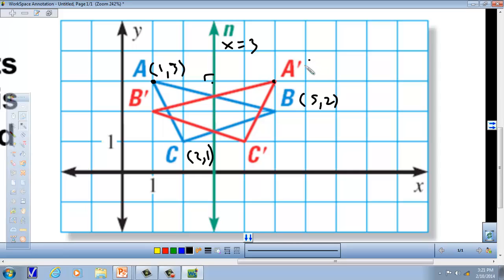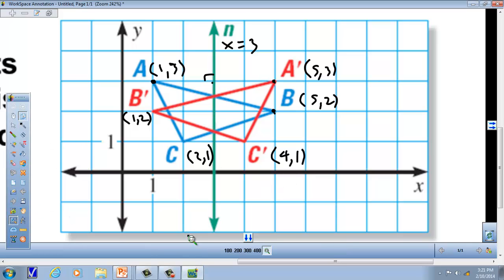That would give us our point here, which is at 5, 3. For B, it is here at 5, 2, and it's 2 away, so again we would go another 2. So if it's at 5, 2, this new point would be at 1, 2. It's got to be the same distance away. 2, 1 is only 1 away, so we would go another 1, and that would make this point at 4, 1. And that's basically all we'd have to do there.